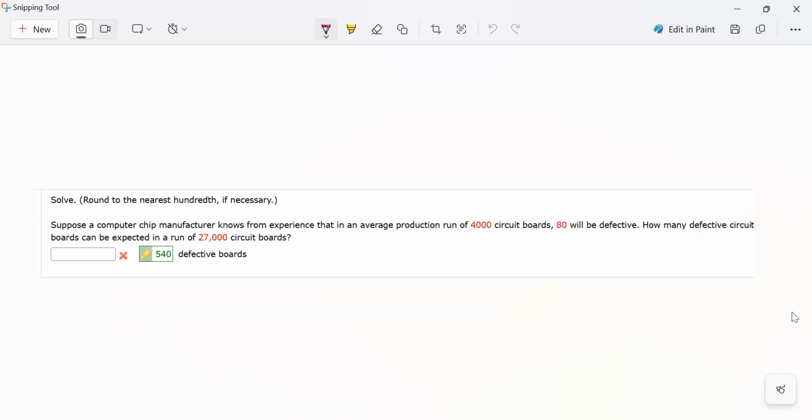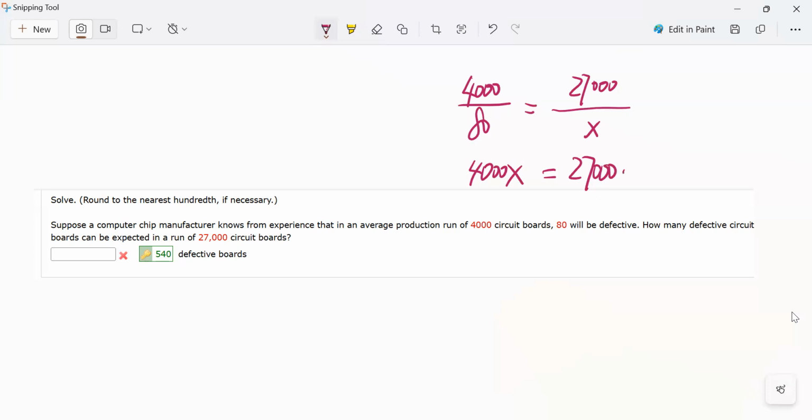All right, let's go over the solution. Again, we set up a proportion: 4,000 circuit boards, 80 of them are defective, total over the defective items. The other condition is we have 27,000 circuit boards, and we don't know how many of them are defective. The defective rate will be the same, right? So we cross multiply and solve for x. So 4,000 times x equals 27,000 times 80. From there, we divide 4,000 from both sides of the equation.